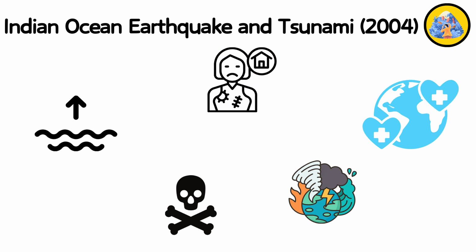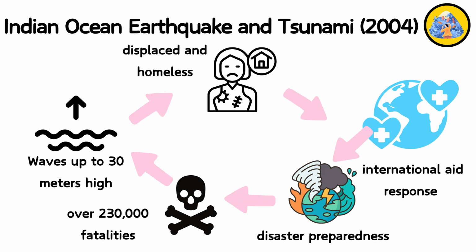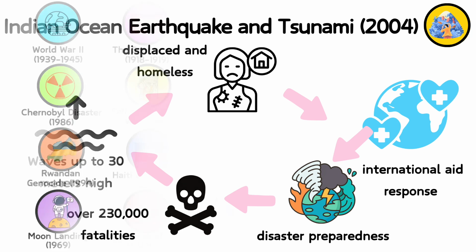Waves as high as 30 meters, 100 feet, crashed onto the shores, causing massive destruction. Over 230,000 people died, and millions were left homeless. The devastation was immense, with whole communities being wiped out. The world responded with a significant international aid effort, highlighting the importance of global cooperation in response to natural disasters and the need for better disaster preparedness.